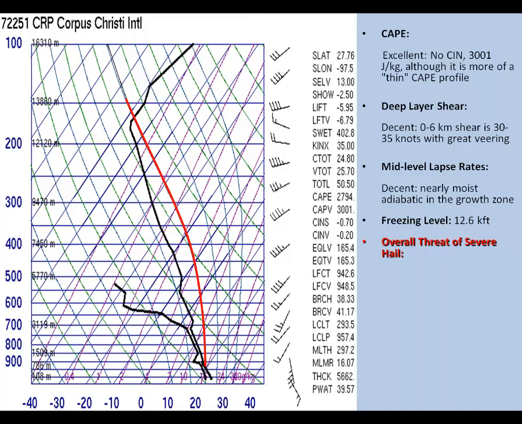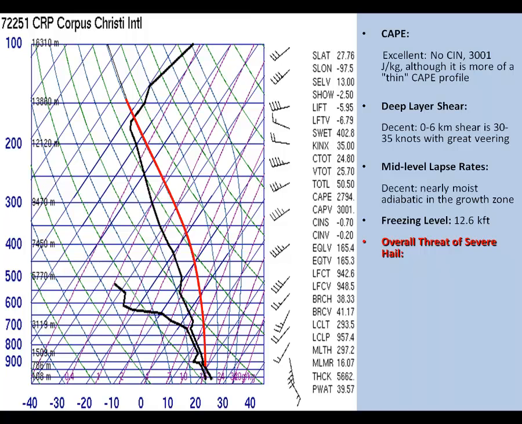Okay, let's take a look at this first sounding here from Corpus Christi. You can see right off the bat that there is a pretty decent amount of cape here, 3,000 joules per kilogram up to the equilibrium level. There is decent shear. Notice the winds, there's a lot of turning with height and some speed shear as well. The mid-level lapse rates are okay. They're not dry adiabatic, but they're certainly not moist adiabatic either. And the freezing level is rather high, which you'd probably expect in Corpus Christi.